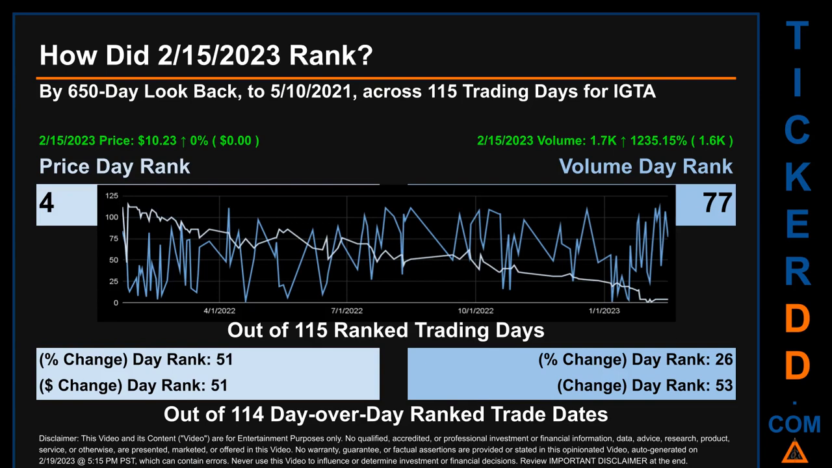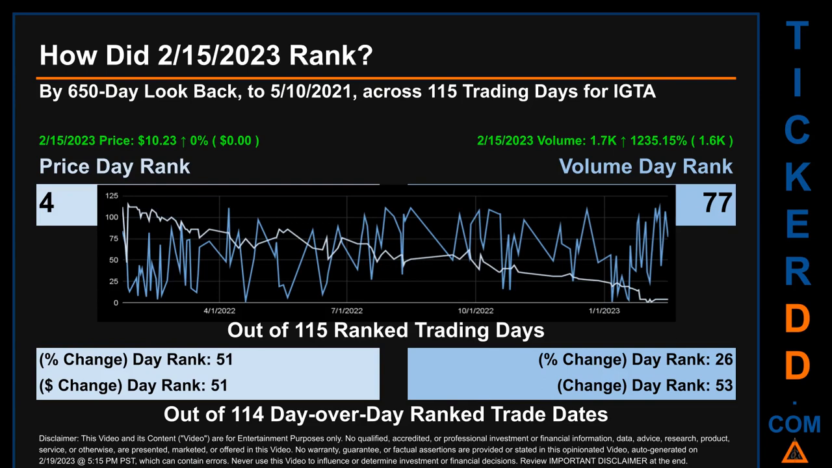Each of the 115 trading days were ranked amongst themselves by highest end of day price and volume, with a rank of 1 being the highest and 115 being the lowest ranked day. The line graph overlays price and volume's daily ranking, as shown respectively in light versus dark blue, across those target trading days. In this view, essentially the dips are good whereas the spikes are bad.